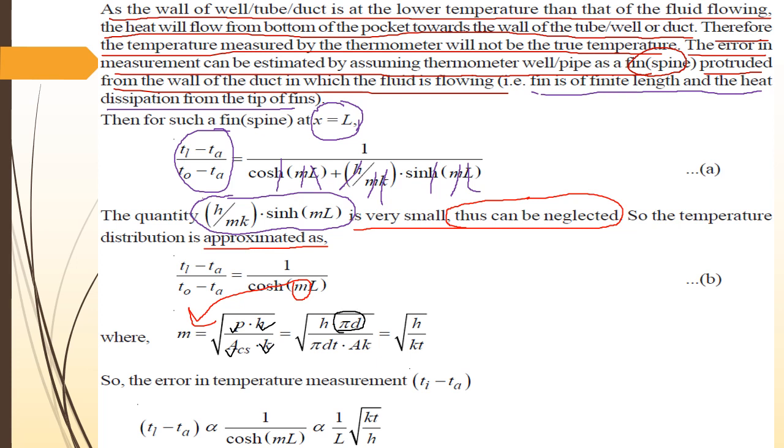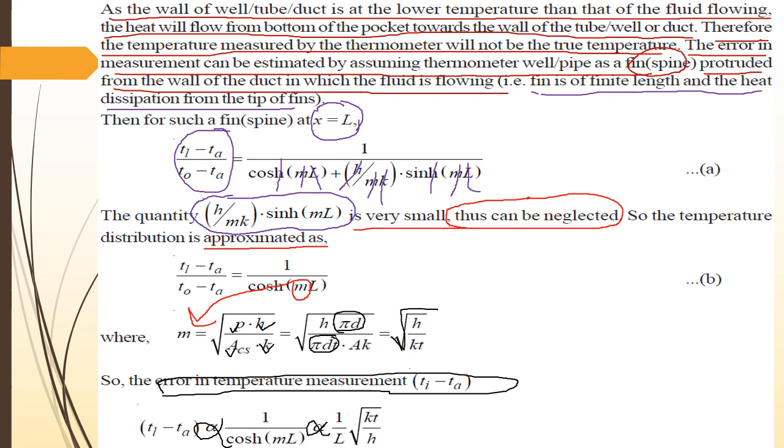So for this cylindrical fin, the perimeter is pi d and the cross-section area is pi d t. So we get m equals under root of h divided by kt. And so the error we will observe in the temperature measurement is proportional to 1 upon cosh(mL), or you can say it is proportional to 1 upon L into under root of kt by h.